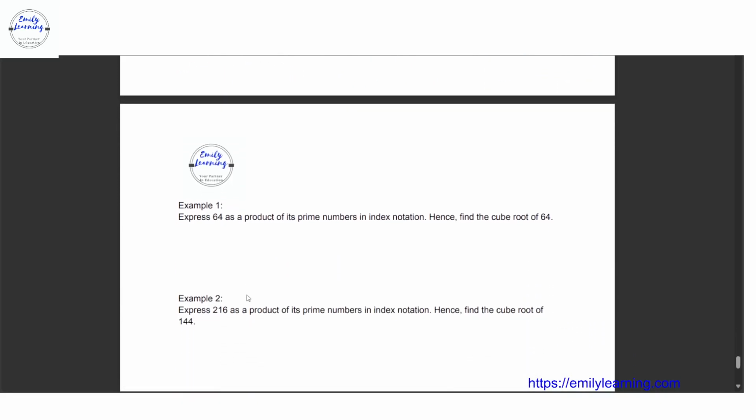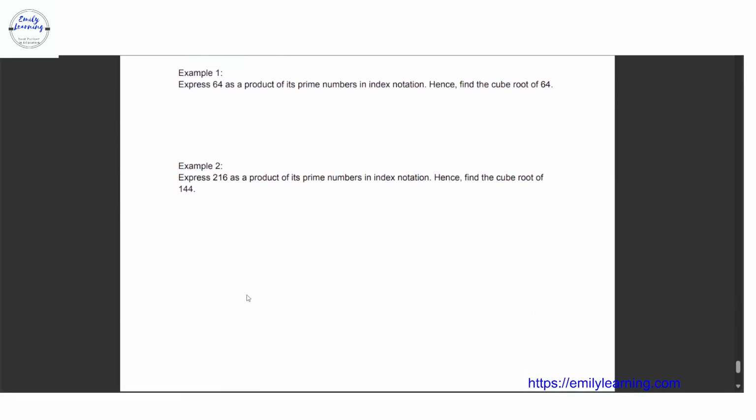Now let's take a look at some examples. In question 1, you're asked to express 64 as a product of its prime numbers in index notation and hence find the cube root of 64. 64 is an even number, so I'll divide 64 by 2. I get 32. Divide 32 by 2, I get 16. Then I divide 16 by 2, I get 8. Divide 8 by 2, I get 4. Divide 4 by 2, I get 2, 2, 1. So 64 can be written as 2 to the power of 6.